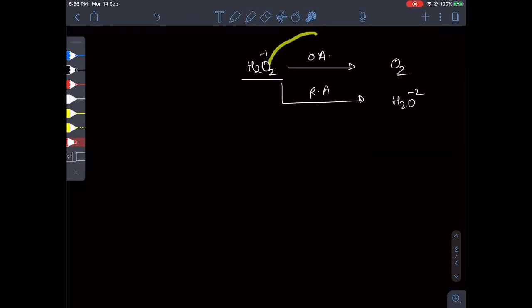So in the presence of an oxidizing agent more powerful than H2O2, why am I using this word? Because H2O2 itself is a very good oxidizing agent. So from -1 it is going into the 0 state. From -1 it is going into the -2 state.